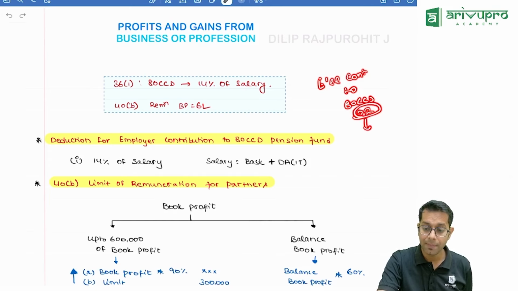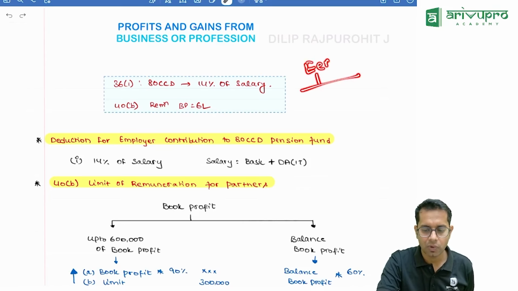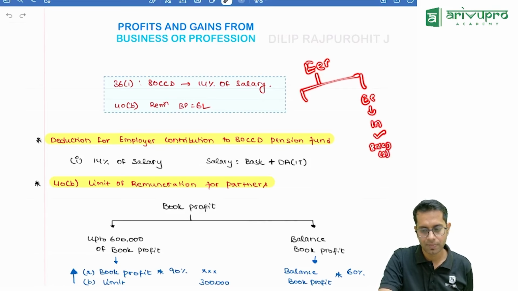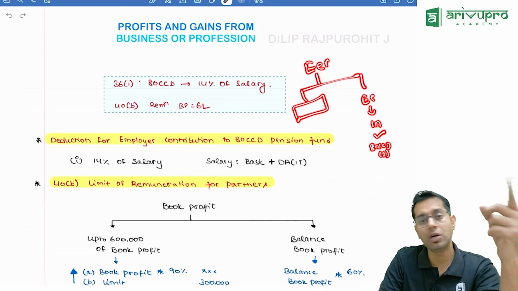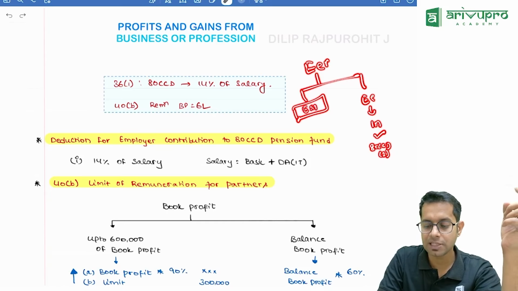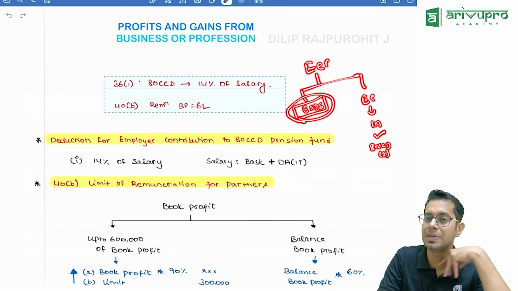In this fund, if the employee is contributing, he will get deduction under 80CCD. Now, the employer is also contributing to this fund. For the employee, it will be treated as income, and deduction will be allowed under section 80CCD(2). But for me, as an employer, if I am contributing money to this fund, it is an expense for me. I am paying salary to that employee and I am also making a contribution to this fund. That means it is an expense for me.